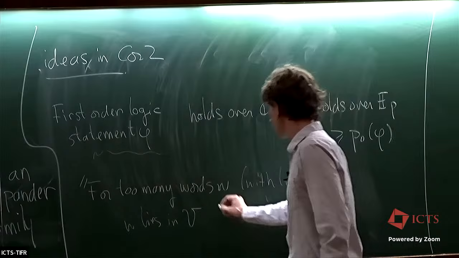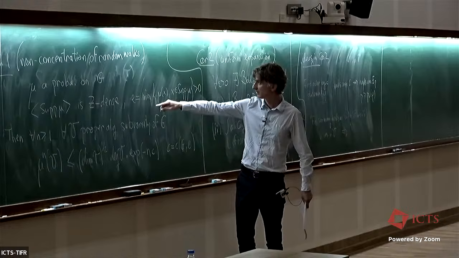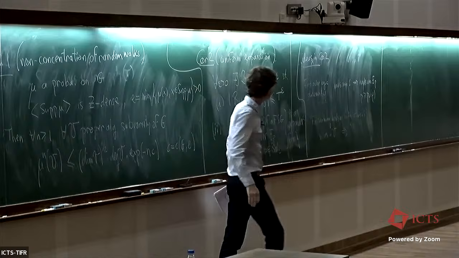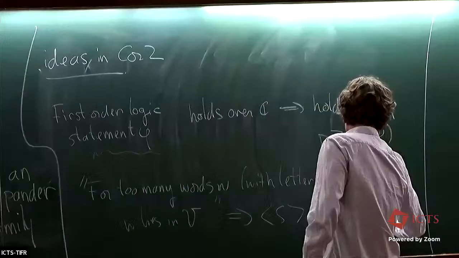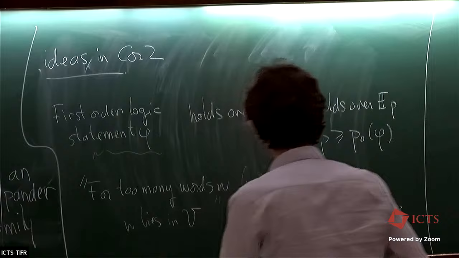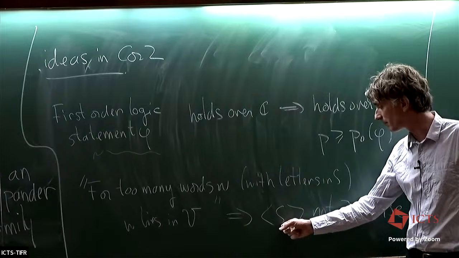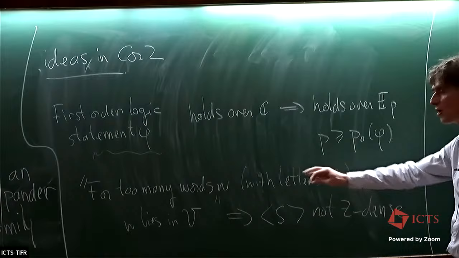Then if that's the case, the only possibility for this to fail is that one of the assumptions fails. The only assumption that can fail is this Zariski density. So this would mean that the group generated by S is not Zariski dense. But being Zariski dense is an open condition on the generating set, so not being Zariski dense can be detected. It's a Zariski closed condition on S. So this is a first order logic statement in the language of rings.